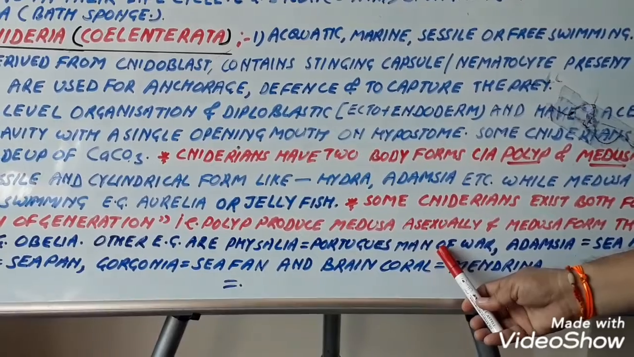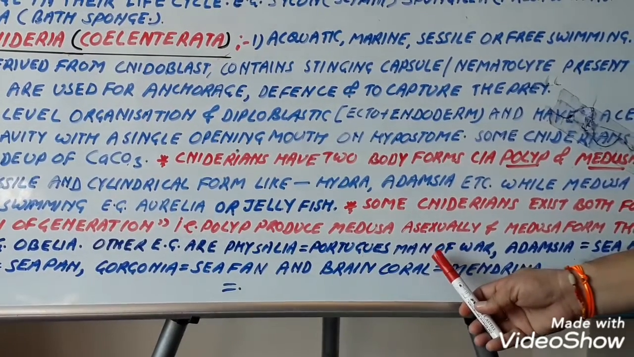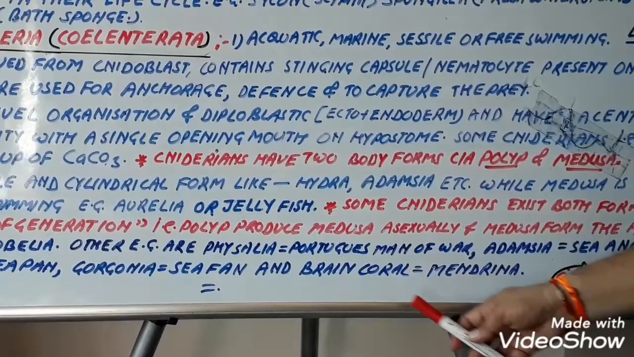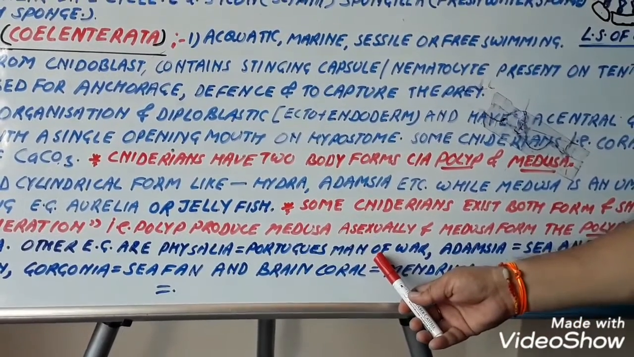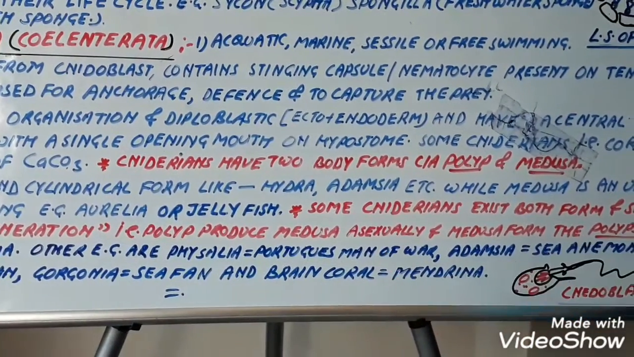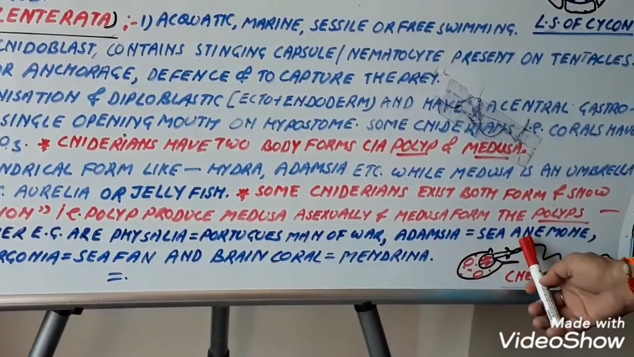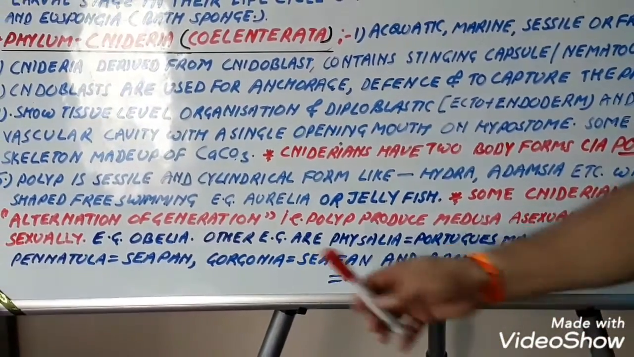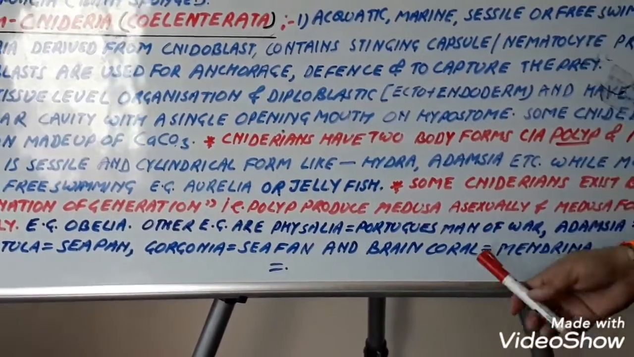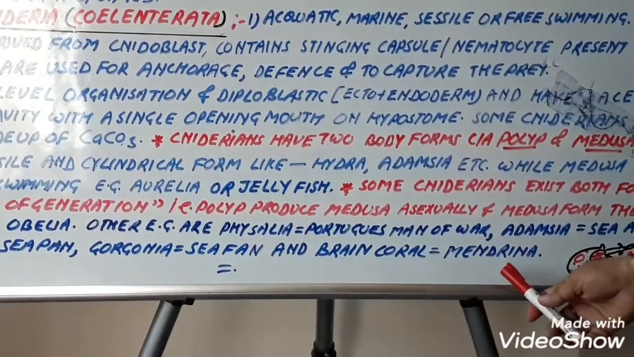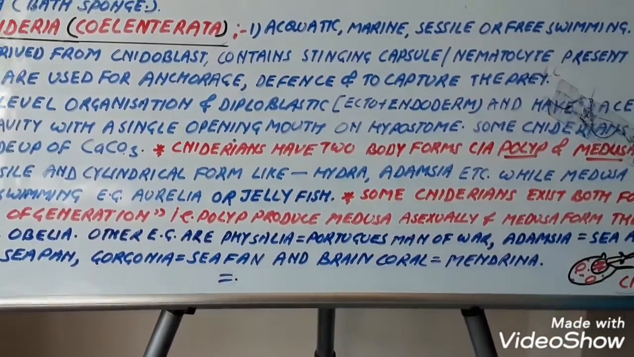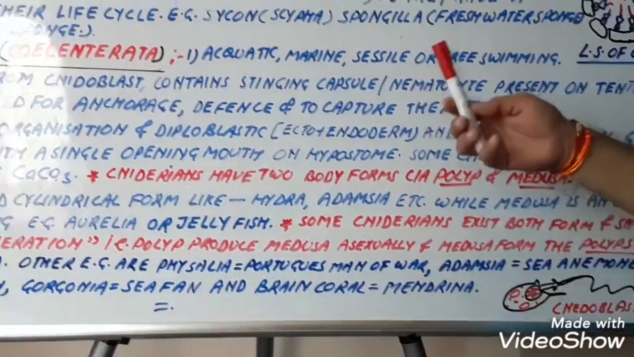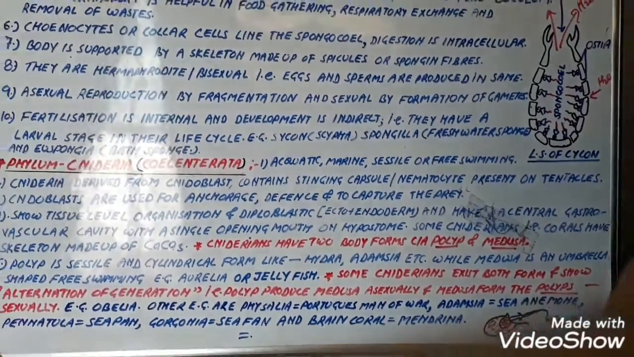This is a 1 mark important question. It has been asked many times in the NEET examination. Which coelenterate is known as Portuguese man of war? That is Physalia. Adamsia, also known as sea anemone. Pennatula, that is sea pen. Gorgonia, sea fan. And brain coral, that is Meandrina. So, this is all about the characteristic features of phylum Coelenterata.